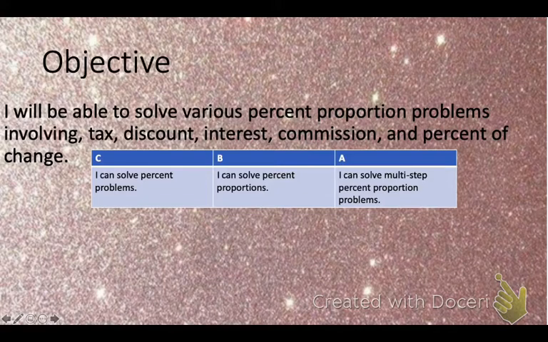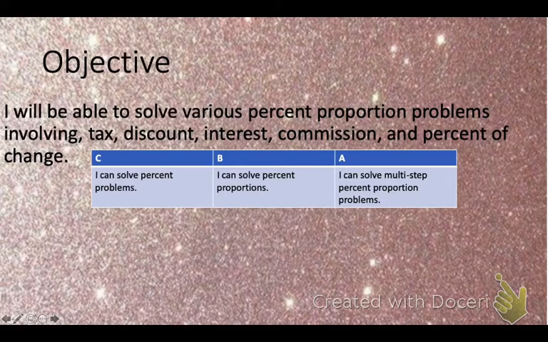Our objective is that we're going to be able to solve various percent proportion problems involving tax, discount, interest, commission, and percent of change. This should be review from last year for all of you because I don't think any of you skipped pre-algebra. But it's super important to know this for 7th grade. So you need to make sure that you still remember it. So that's why we're going to review it.